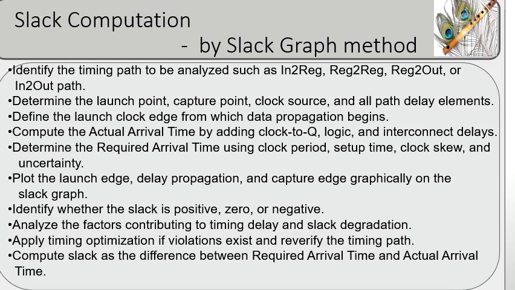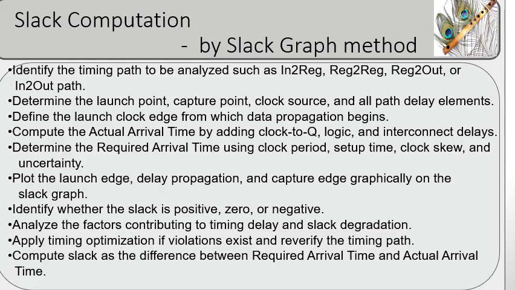The slack graph method starts by identifying the timing path and its launch and capture points. The launch clock edge defines when data propagation starts through delay elements. Actual arrival time is computed by summing clock-to-Q, logic, and interconnect delays. Required arrival time is set using clock period, setup, skew, and uncertainty.